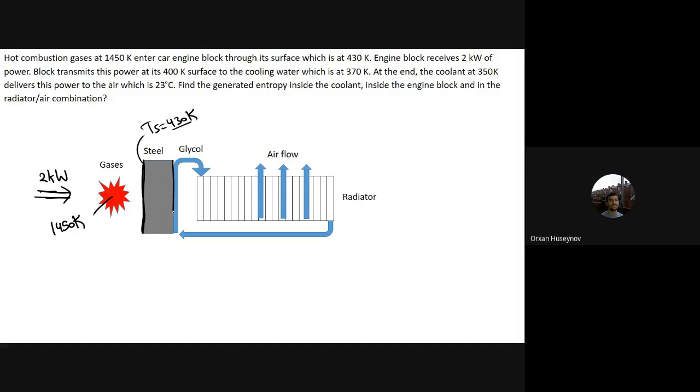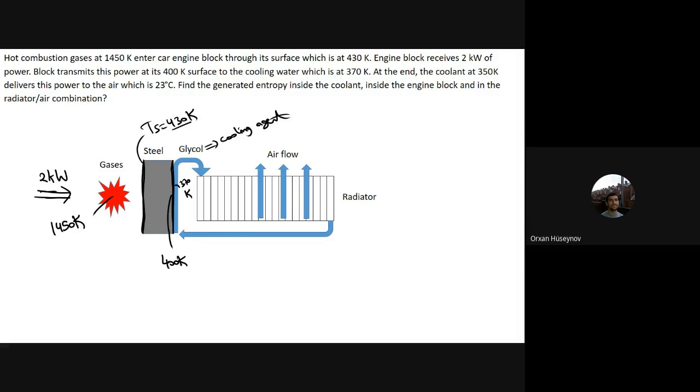Then it gives this temperature to the cooling water. Here is the cooling agent. It is glycol, and it has a temperature of 400 Kelvin for its surface. Okay, and the cooling glycol, this one has a temperature of 370 Kelvin.